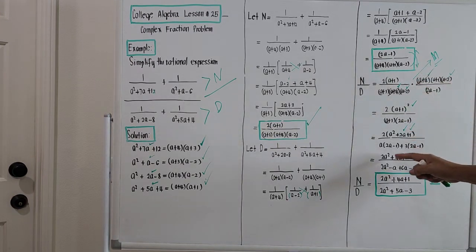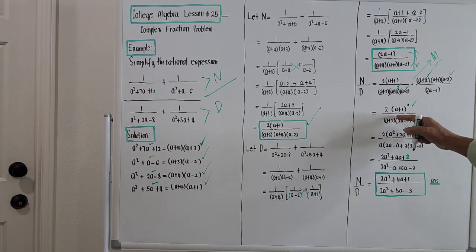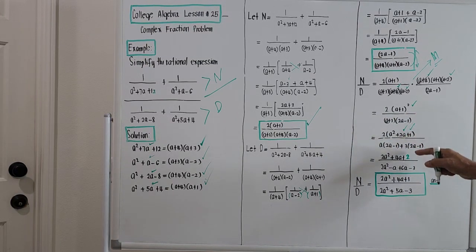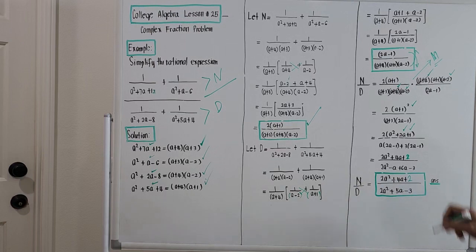The numerator will be 2a squared plus 4a. Sorry, plus this one. This is plus 2. 2 times 1 will be 2. That's the syntax error. 2a squared, 4a, so this should be plus 2. The denominator will be a times 2a will be 2a squared, a times minus 1 will be minus a. This is 6a. 3 times minus 1 will be minus 3. So this should be 2. Sorry for that one.